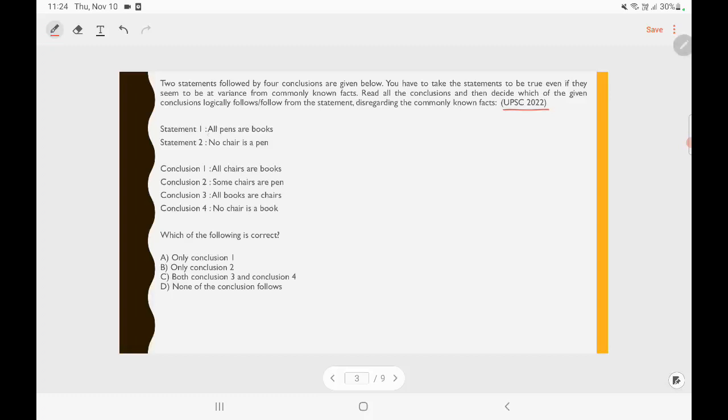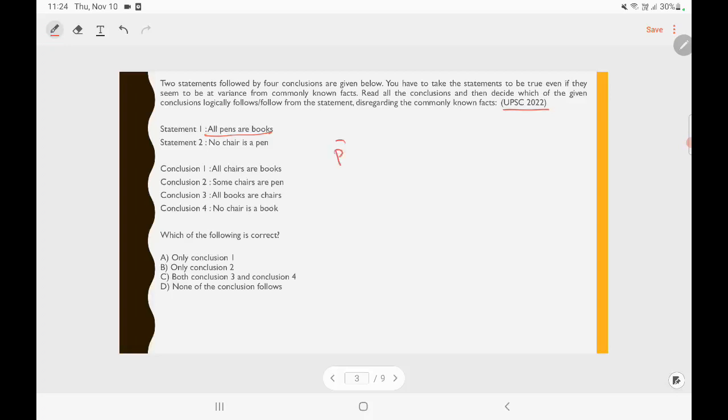Statement 1 says that all pens are books. So you need to draw the Venn diagram here. One thing that you need to understand is that there will be more than one possible Venn diagram for the statements. So you need to draw all the possible Venn diagrams here. The statement is all pens are books.